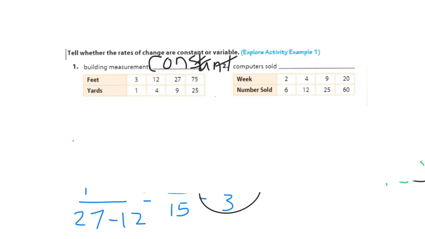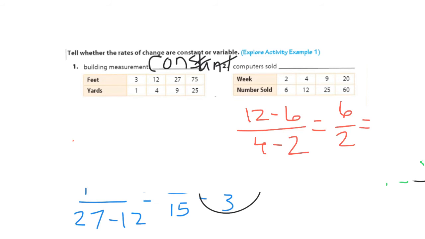Okay, I got some of that mess out of the way. So let's try the second one. So we're going to do the 12 take away 6 and 4 take away 2. That's going to give you 6/2, which is 3. So that's our target number.